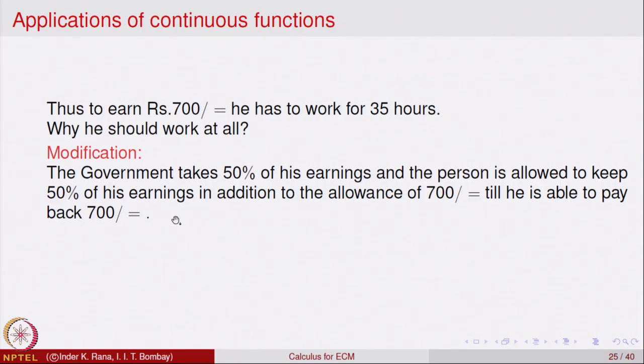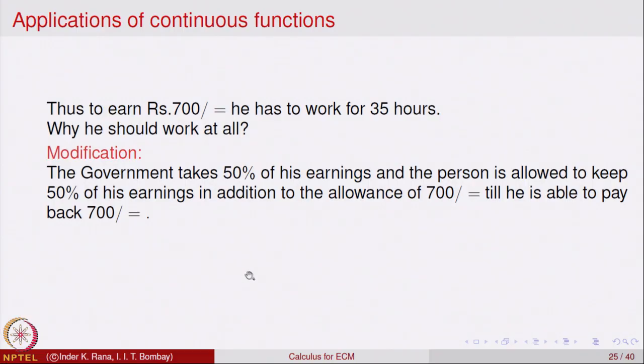Now, he starts working. If he works for x hours, he will earn 20x, right. The government will take back 50% of 20x, and he can keep the rest. So his earning is 700 plus 20x divided by 2, until his payback of 700 rupees is complete. Till his earnings become as much as he is able to pay back, that is 700 rupees, and then he can keep all his earnings.